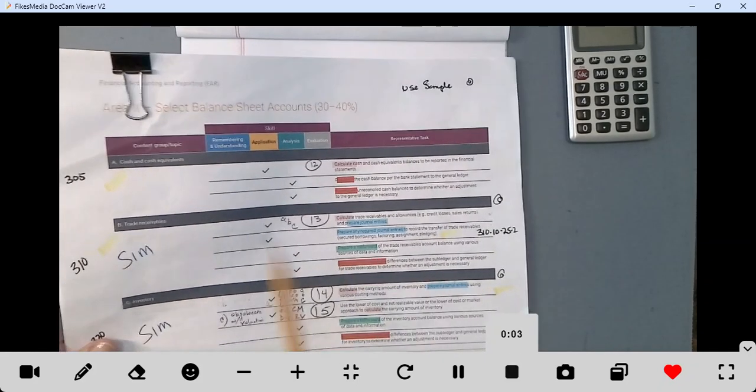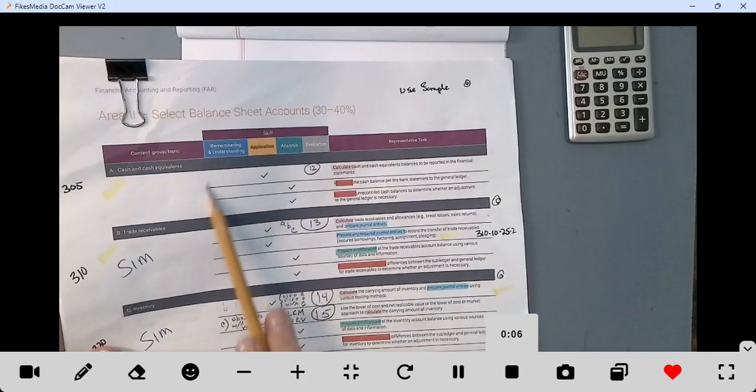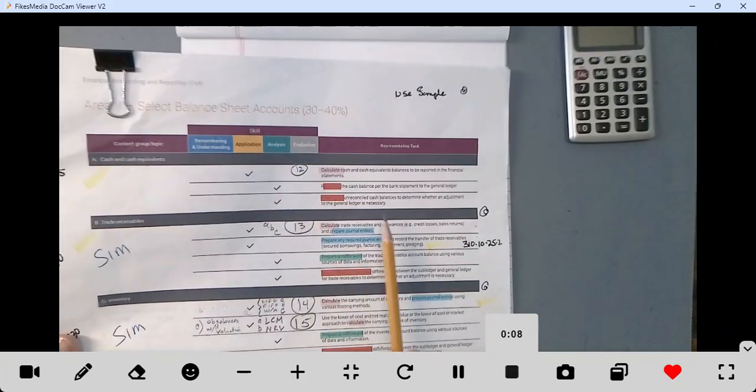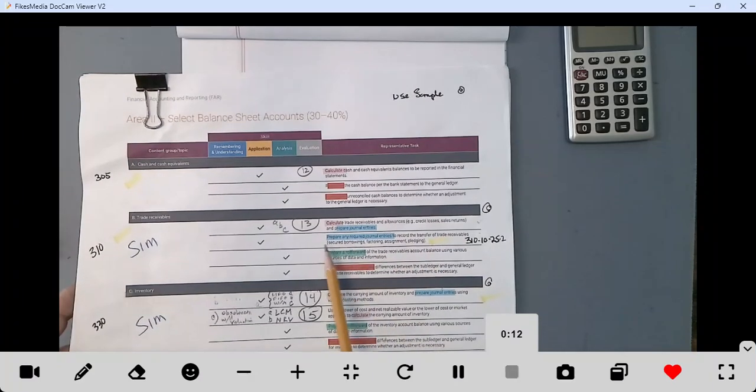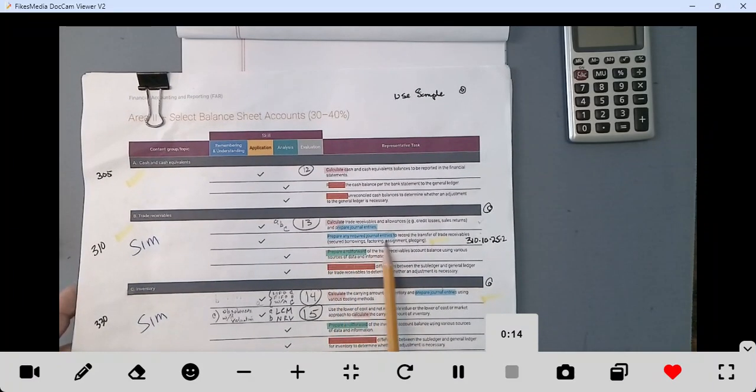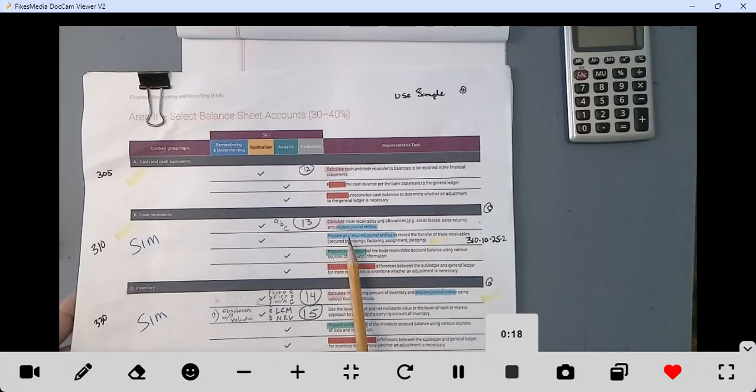Okay, let's take a quick look at our blueprint. We're in the balance sheet accounts, trade receivables. So we have calculated credit losses and sales returns. Our next function is prepare required journal entries to record the transfer of receivables, secured borrowings, factoring, assignment, and pledging.